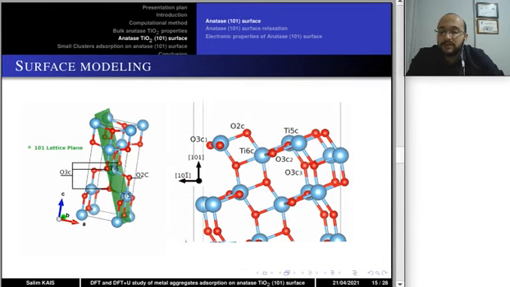On the basis of our calculated results, we found that both 5-fold coordinated titanium atoms and 2-fold coordinated oxygen atoms are present on the first layer of the surface, and there are also both 6-fold coordinated titanium and 3-fold coordinated oxygen atoms on the second layer of the surface, as shown in the figure.